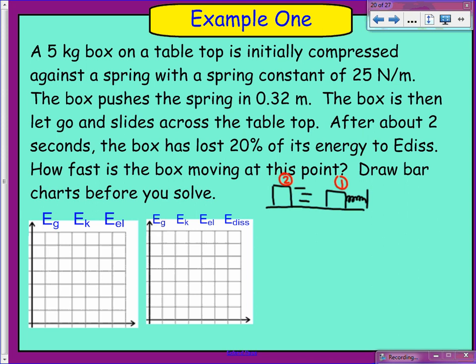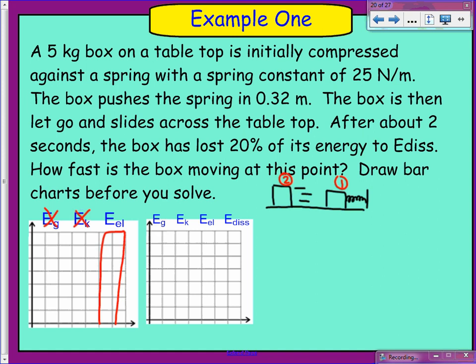Let's think about the initial situation when the box was being compressed against the spring. What energies would be there? Well, Eg wouldn't be there because it's not elevated to any sort of height. It's on a level tabletop. There's no Ek because the box hasn't been let go. And you will never have dissipated energy in the first bar chart. Dissipated energy comes after the fact. So by process of elimination, we can see all of our energy must be elastic. Since I haven't calculated anything, I'm just going to make it qualitative for right now. I'm going to make my bar chart go up 7 squares to represent my total energy.